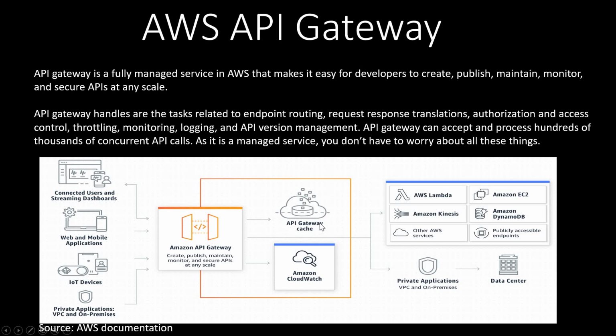And API Gateway also caches the request and response, and also it logs all the request response and other logs to Amazon CloudWatch. And at the backend we can have all these AWS services as well as private applications on our VPC or on premises and data centers.